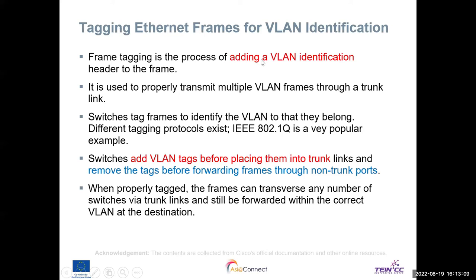Frame tagging is the process of adding a VLAN identification header to the frame. This is used to properly transmit multiple VLAN frames through a trunk link. Do you understand the second point? VLAN tagging is used to properly transmit multiple VLAN frames, because this trunk link is not for one VLAN. So it will have multiple VLAN frames.